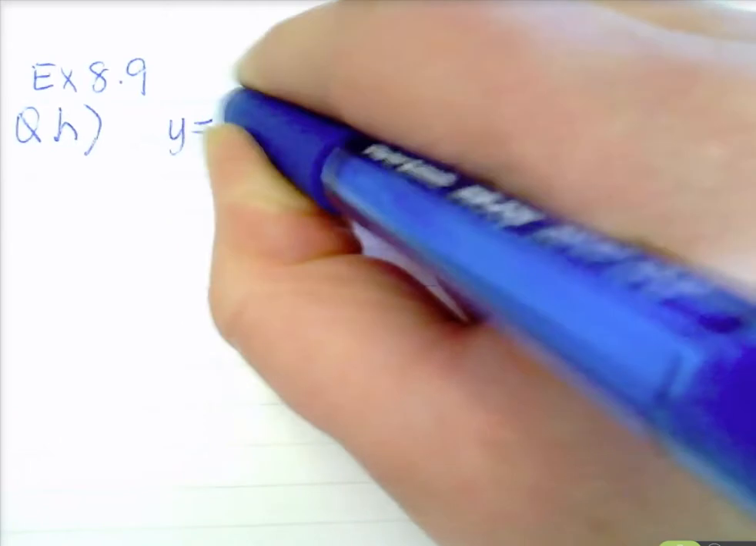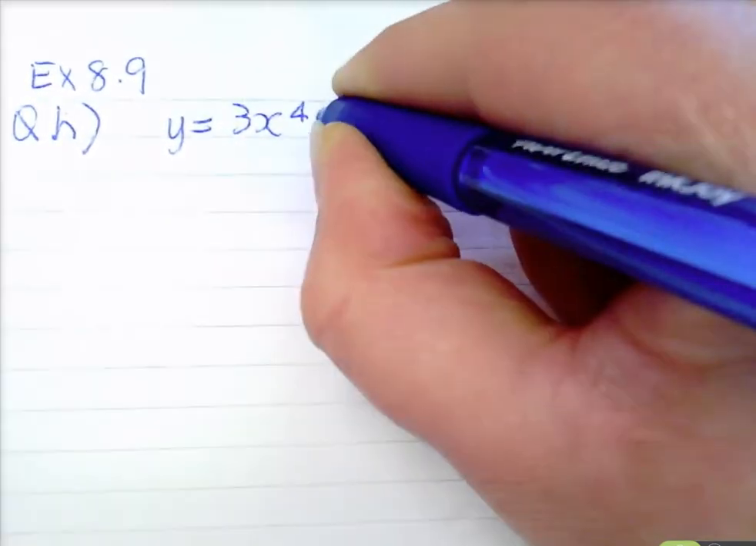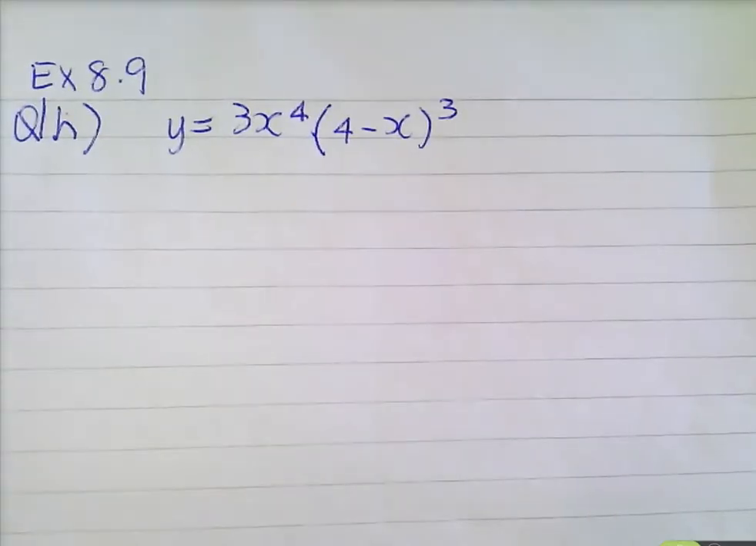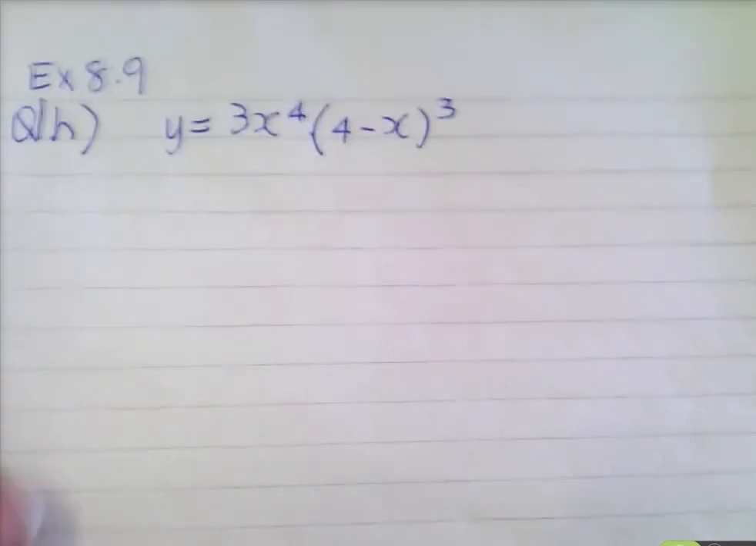Question 1H: y equals 3x to the 4 times (4 minus x) cubed. And I'm then going to do 1K as well. All right, let's go. You have to differentiate that.